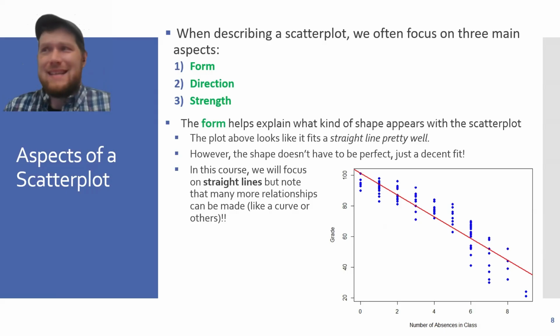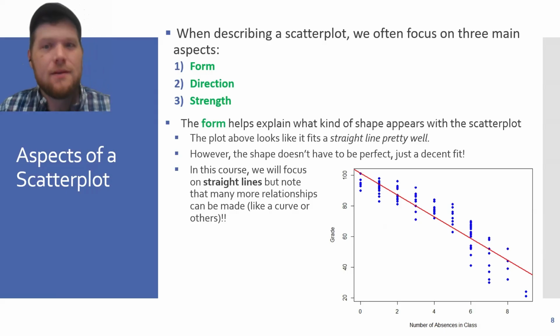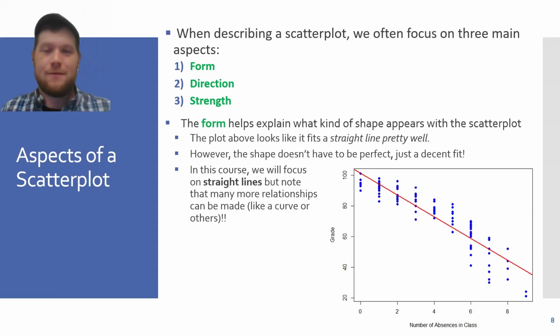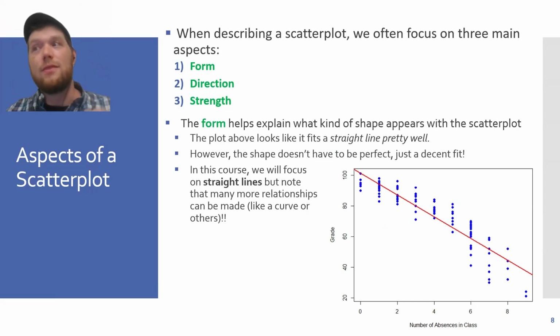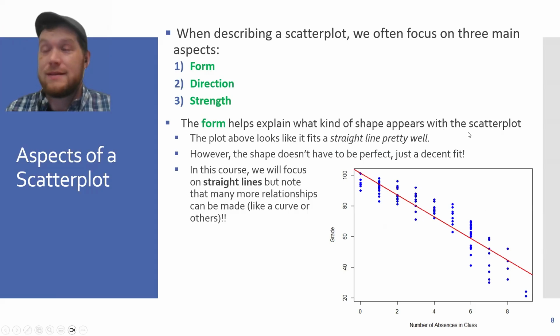The form is the easiest. It's kind of saying what kind of shape, just like we talked about shapes of maybe a histogram, if it looks like a big lump or it's really skewed or whatever, those are forms as well, and explains the shape that appears in the scatter plot.